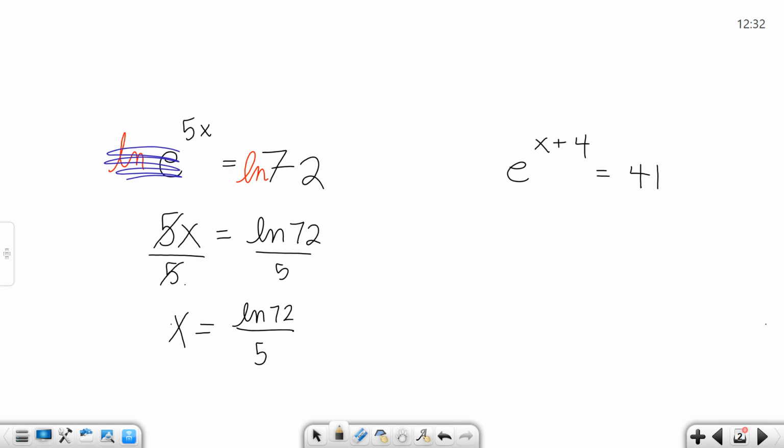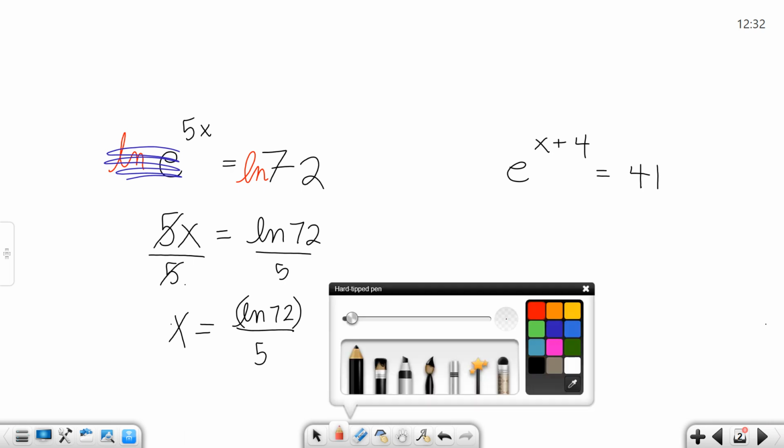Now on your final, you're going to leave them in natural log form. So if you're confused over what to do with the 72, you might just put that in parentheses to let you know that's a family and you can't break it apart. And that's your answer. Okay, so let's try the second one.